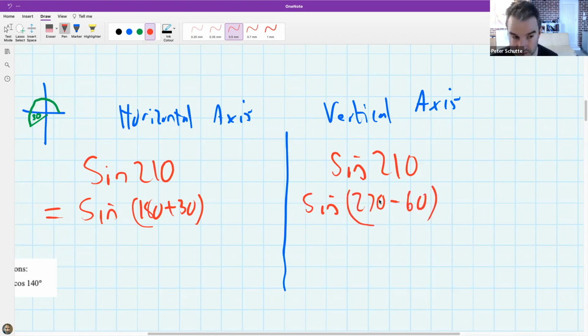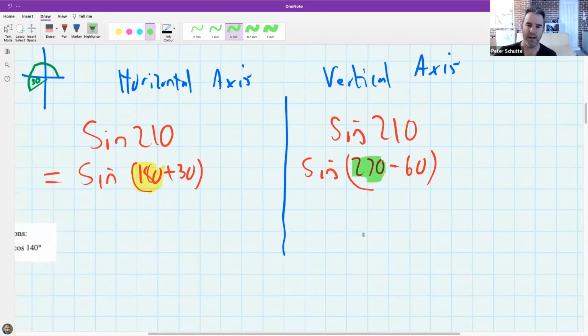Now, I haven't reduced anything yet. I've just rewritten it. But in the one case, I'm using the nearest horizontal. In the other case, I'm using the nearest vertical. Give me a thumbs up if you understand what I've done here so far. I haven't reduced anything, but I've just written it like this. Okay. Now, fantastic.